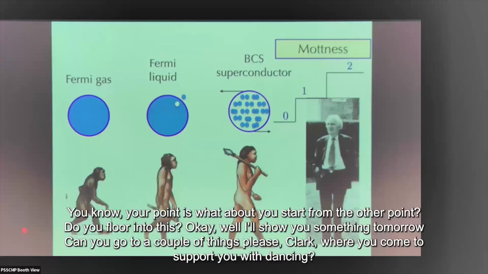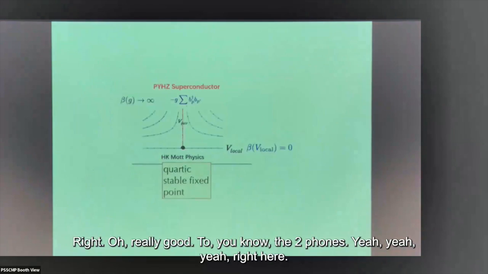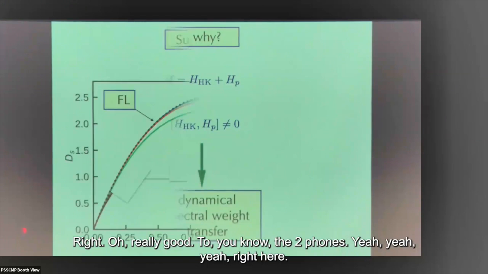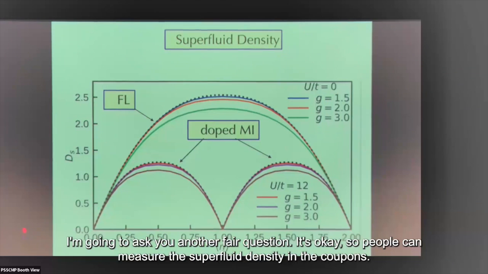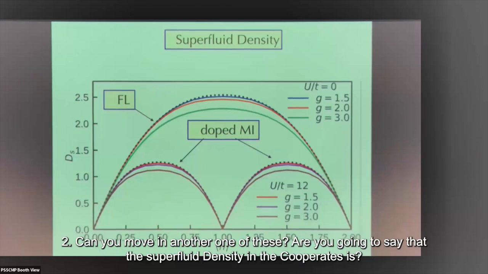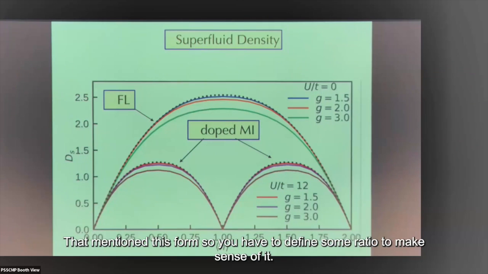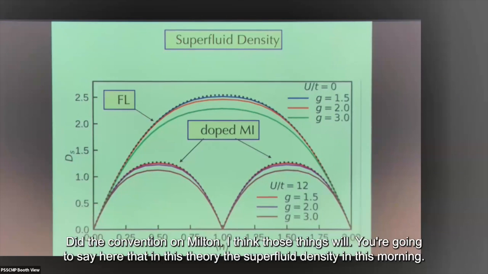Can you go back a couple of transparencies to where you have the superfluid density? No, the two thumbs. Yeah, right here. Okay, I'm going to ask you an unfair question. People have measured the superfluid density in the cuprates. Can you do an analog of this? Are you going to say that the superfluid density is some dimensionless form? You have to define some ratio to make sense of this. It's smaller than that in a conventional low temperature superconductor. I think the answer is no. You're going to say here that in this theory, the superfluid density in this model is necessarily smaller.